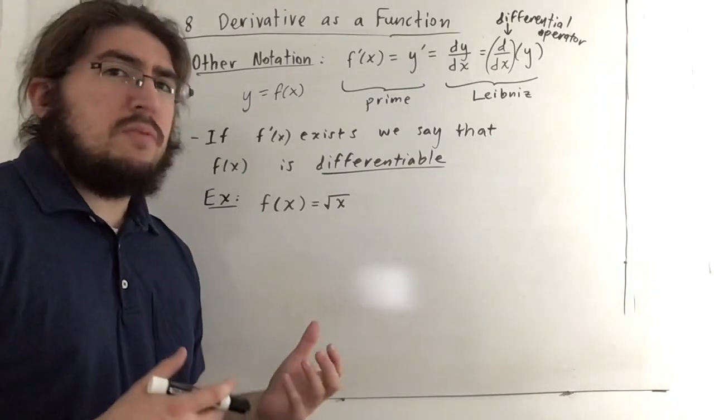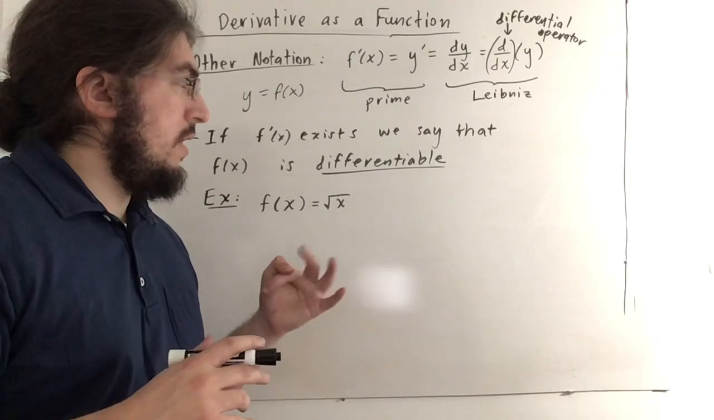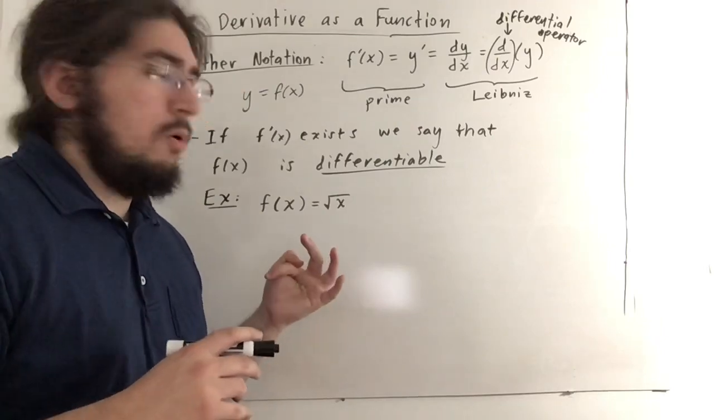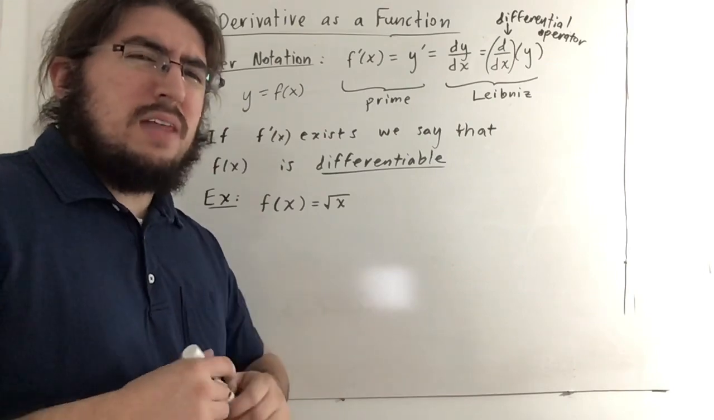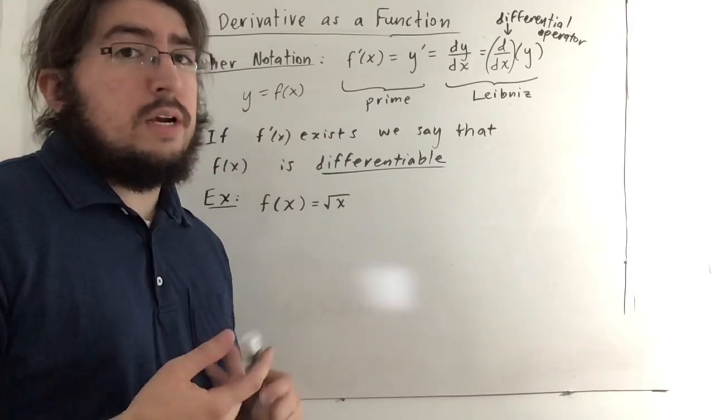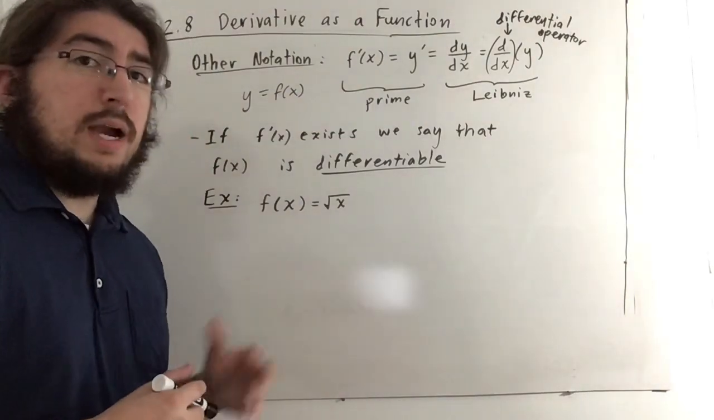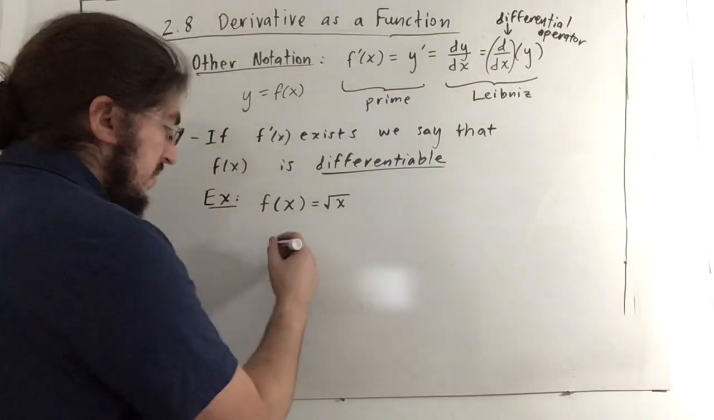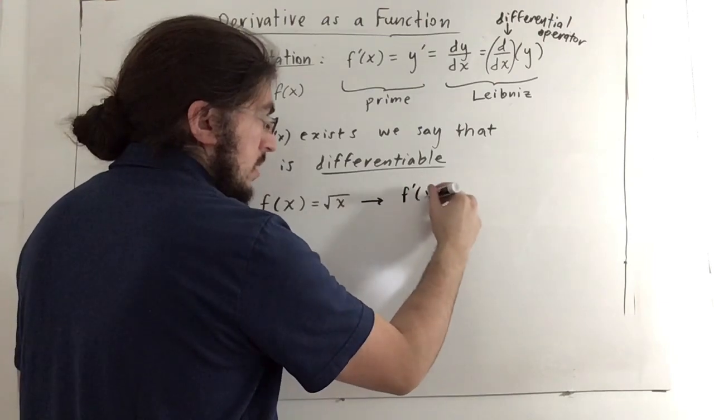Now, it's possible for a function to have no derivatives anywhere. It's also possible for a function to only not have derivatives in some locations. It's a little hard to fathom what that means, but basically the limit wouldn't exist. And here's an example of this. So consider f of x equals radical x. Let's find its derivative. So we want to find f prime of x.